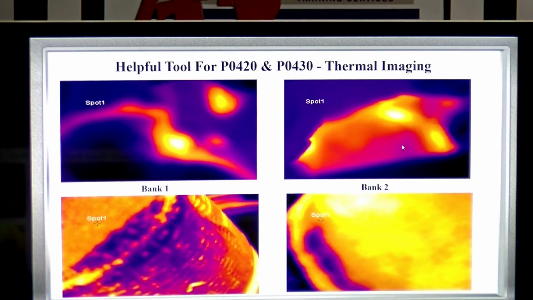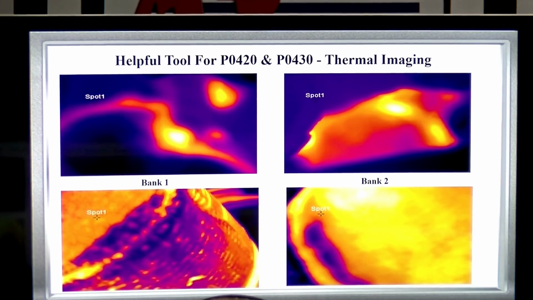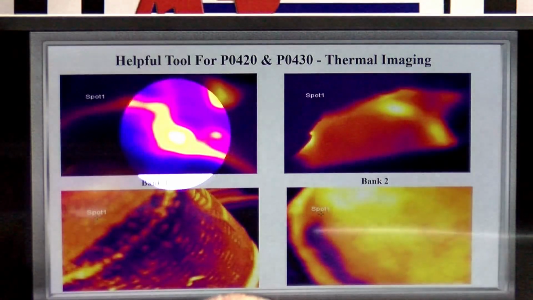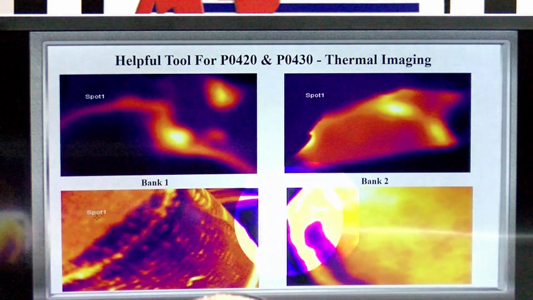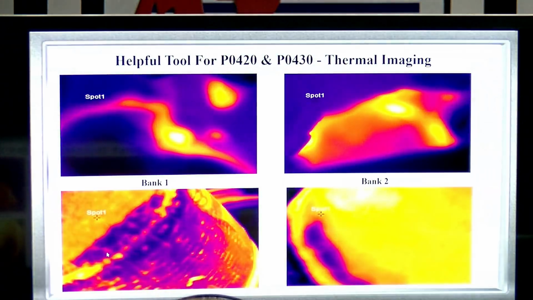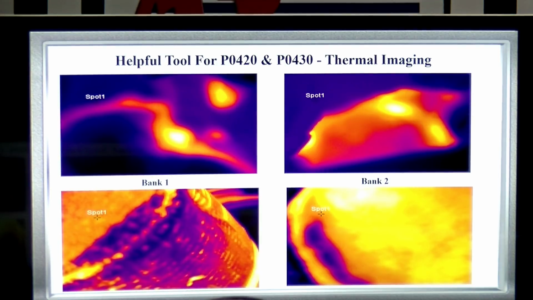And one last thing to leave you with here is, how many of you guys are using thermal images? You can see we have bad catalytic converters up top, not getting really bright, and we have good catalytic converters on the bottom being nice and bright. So thermal images could be used for many things, including shorts and stuff.